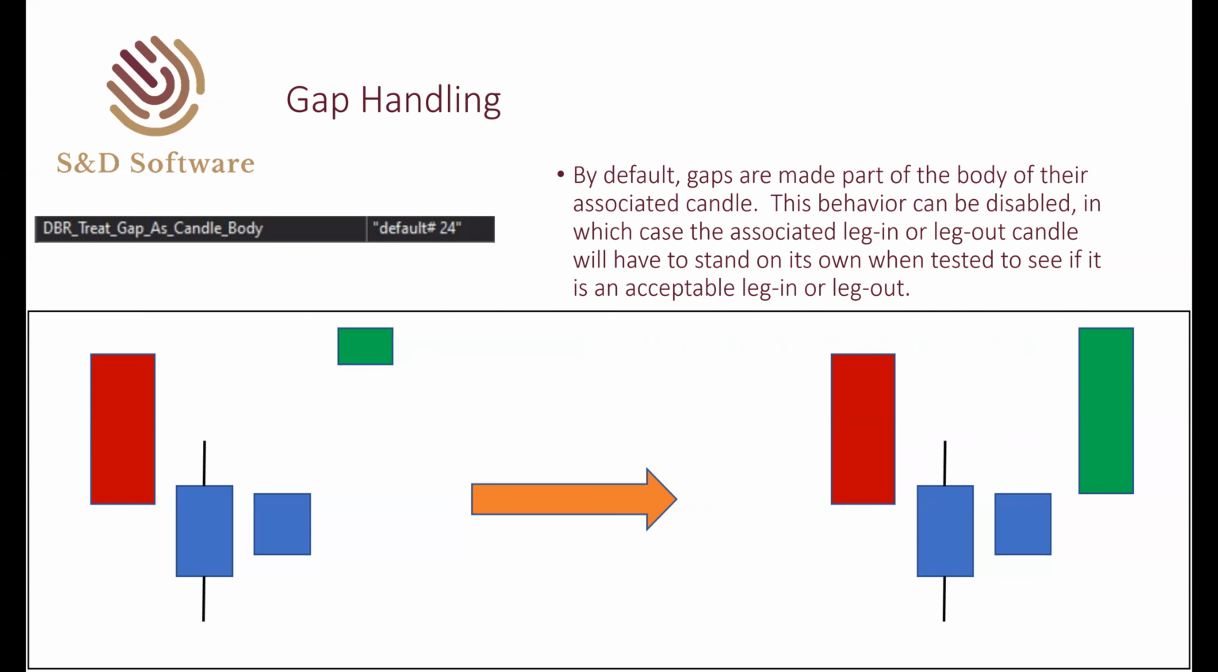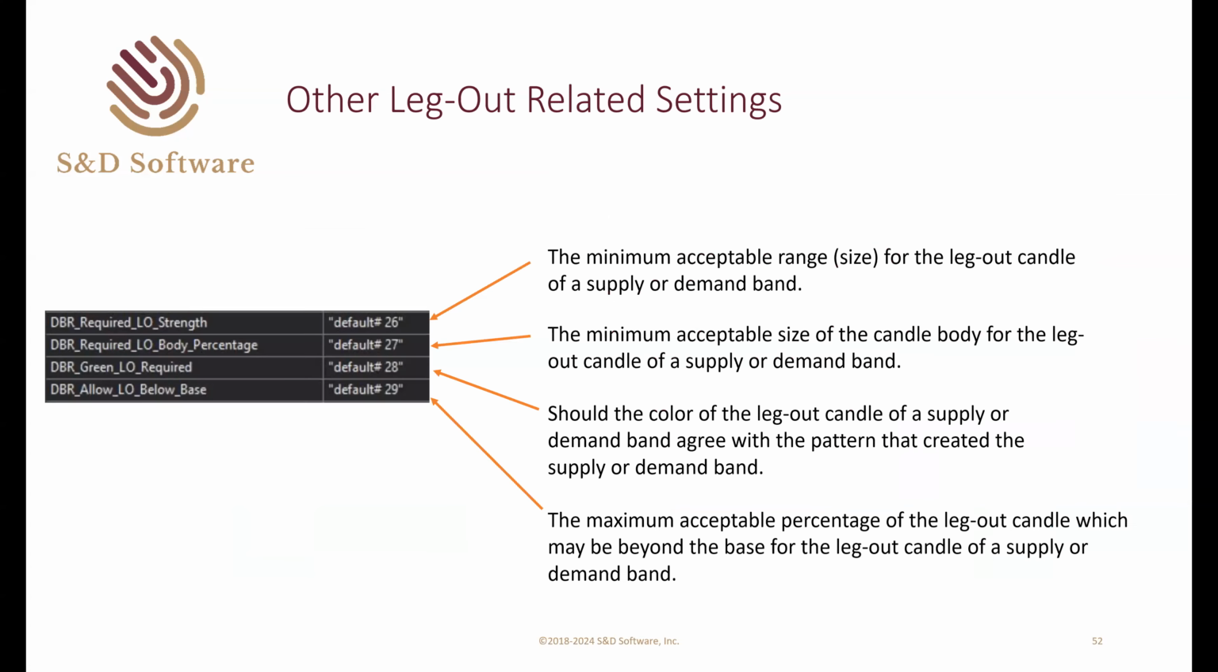Now let's look at some of the other leg out related settings. We've already talked about the first one, and how we are going to specify the minimum acceptable strength for our leg out candle as a multiple of the ATR. I'll say right now on all of these, I'm showing the settings for a drop-based rally.